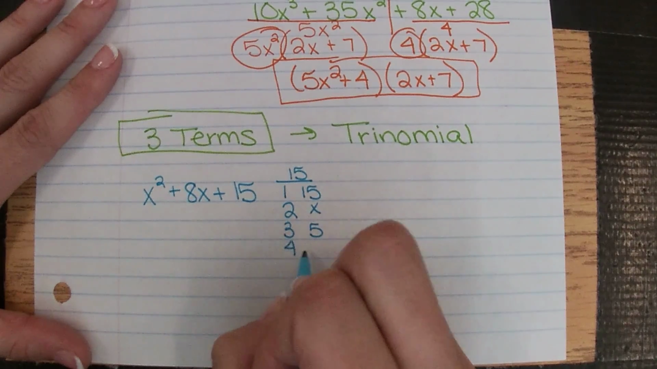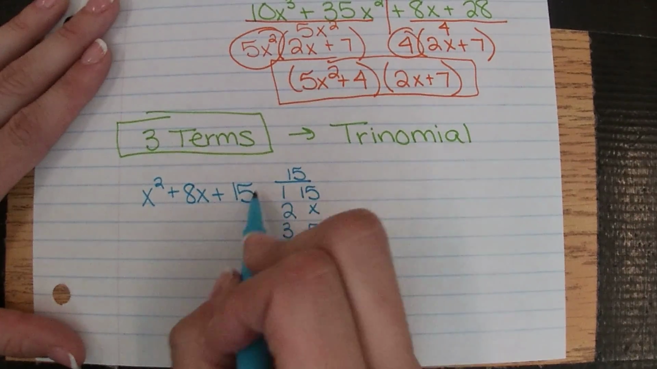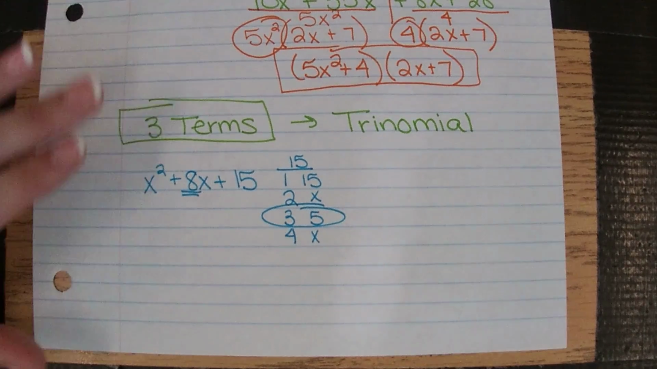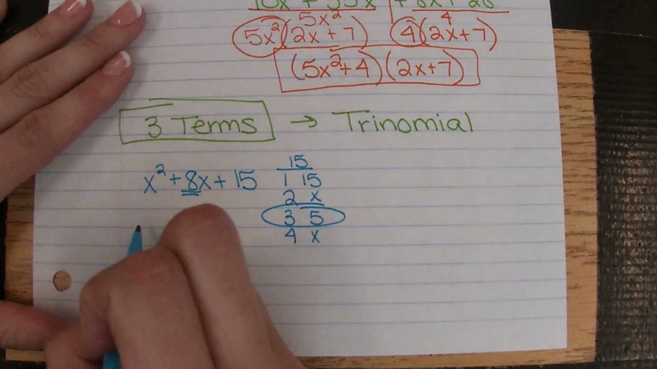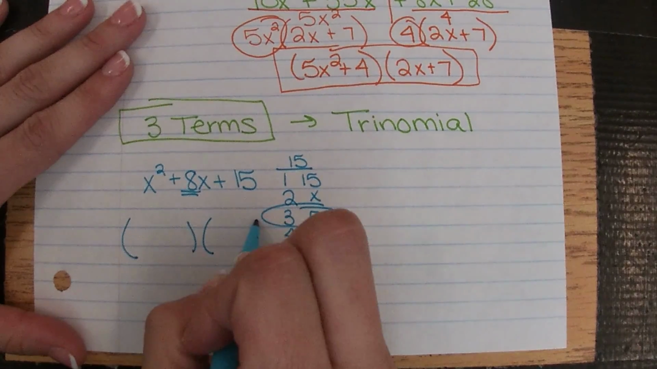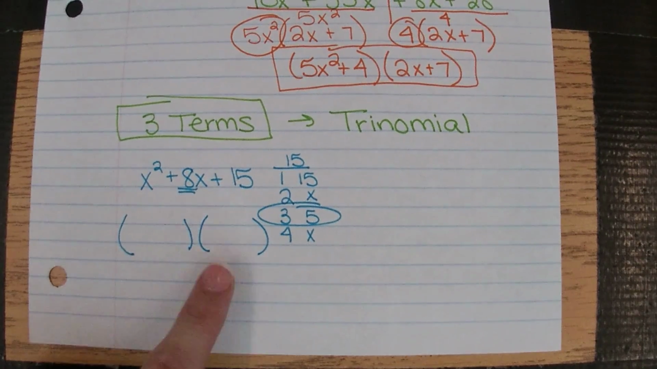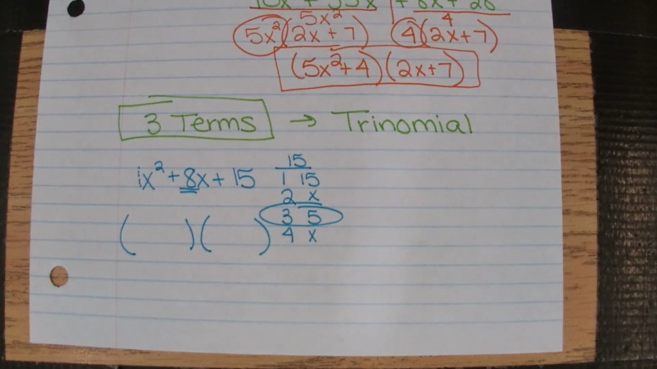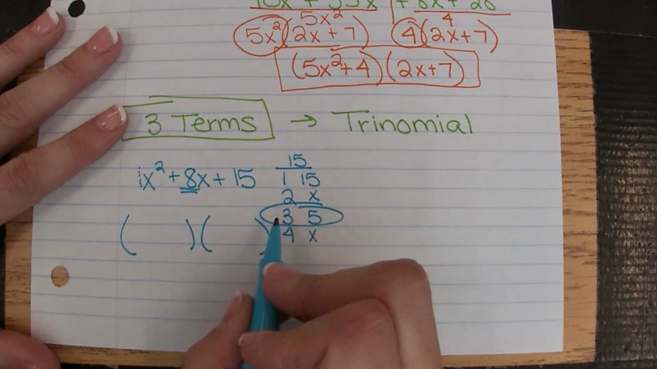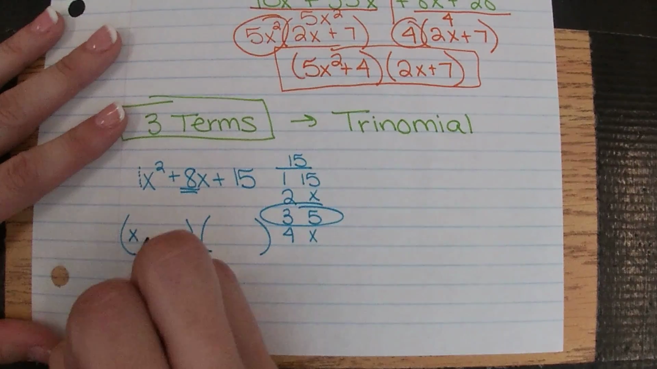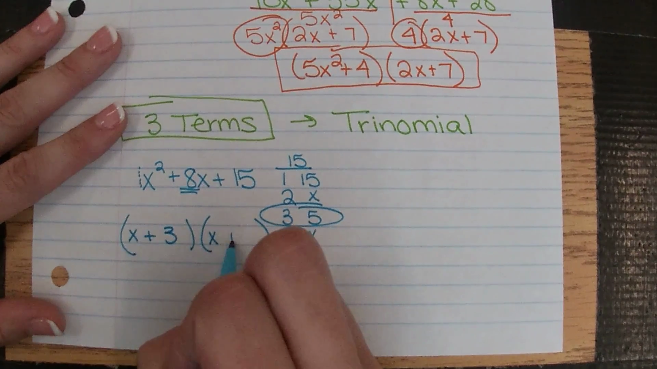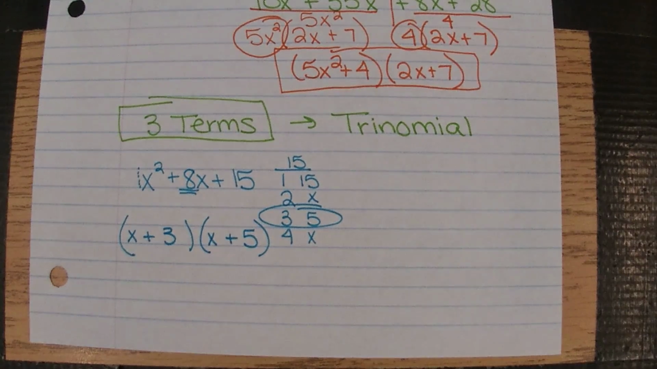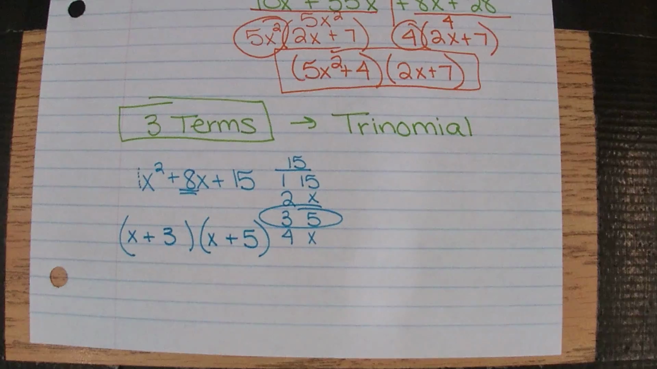I'm listing my multiples, right? 5 is already there, and then we want the set that will add up to b. So 3 plus 5 is 8. So this is going to go into 2 binomials. Now, the reason I know I can go directly to 2 binomials is because a is equal to 1. I don't see anything in front of x squared. A is 1. Okay, so I'm going to have an x and a positive 3 and an x with a positive 5.